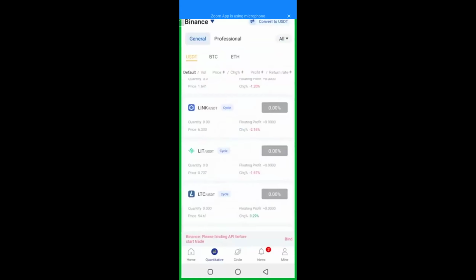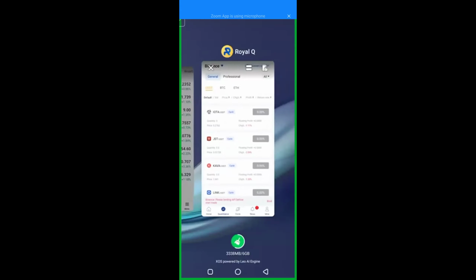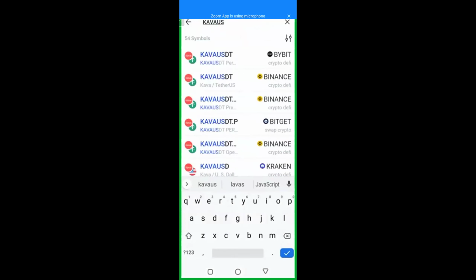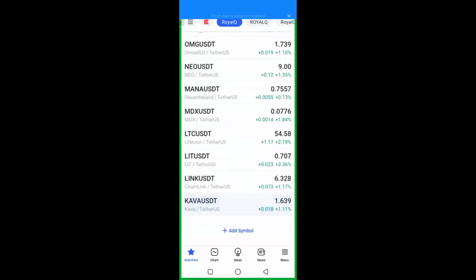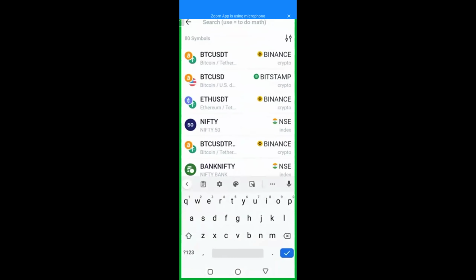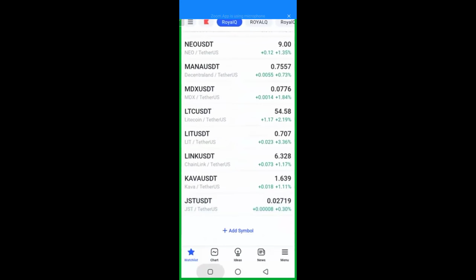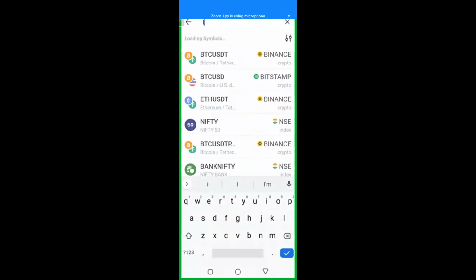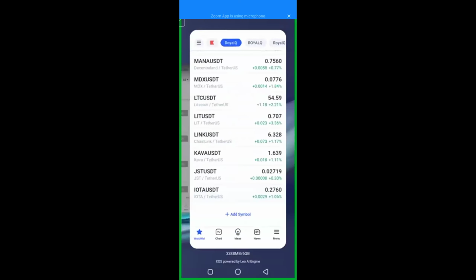Okay, so we are continuing on creation. The next one we have is Canva, JST, and IOTA. Okay, we have Canva. It's up to how you spell it. USDT. I write the full name. All right. Then we have JST USDT. Okay. I'm forgetting the third one. Okay, capital IOTA USDT.